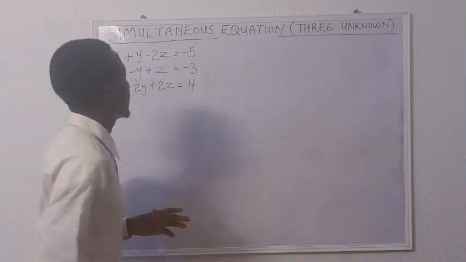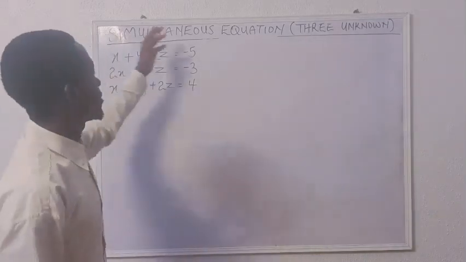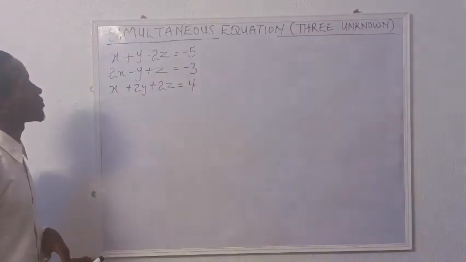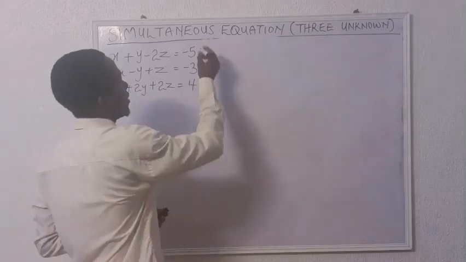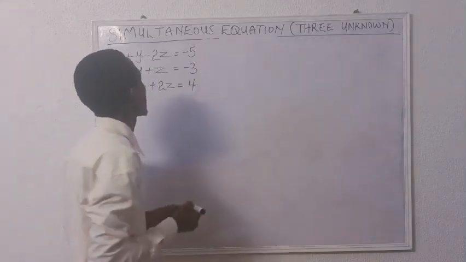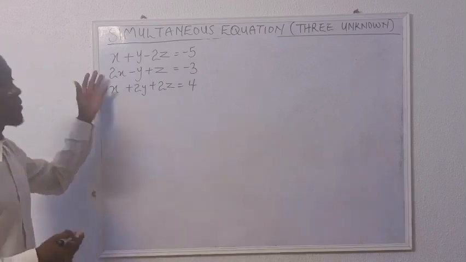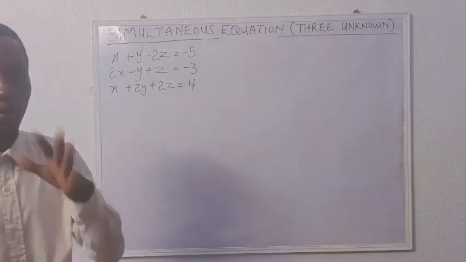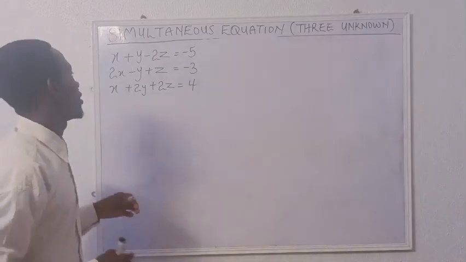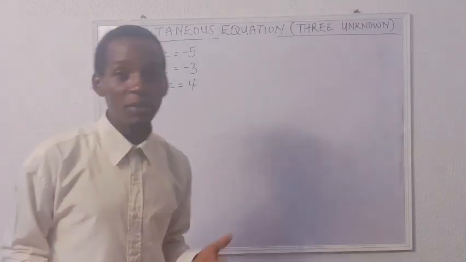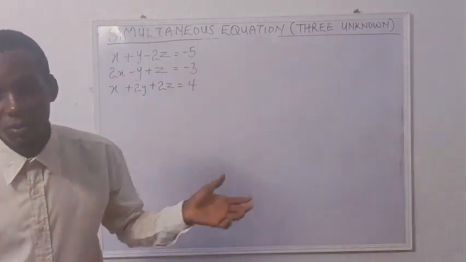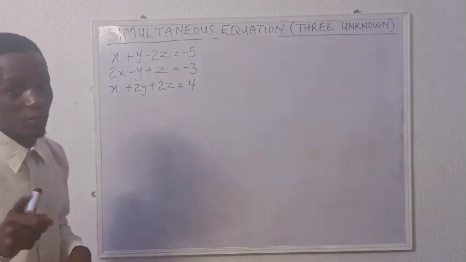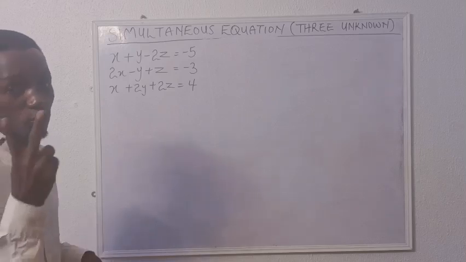Yes, again, this is a simultaneous equation of three unknowns. You must have learned in the past that for a simultaneous equation of two unknowns, which may be x and y or a and b, we look for them using maybe the substitution method, elimination method, graphical method, and so on. At the same time, we can use the matrix method for simultaneous equations of two unknowns.